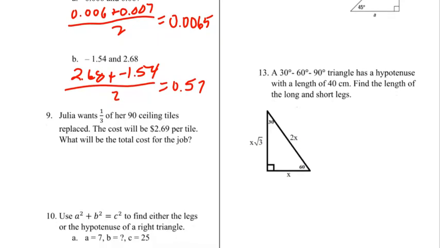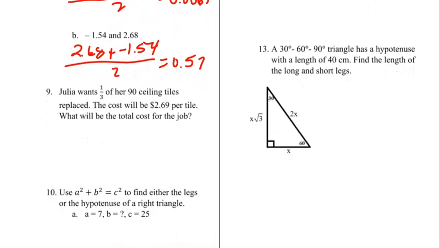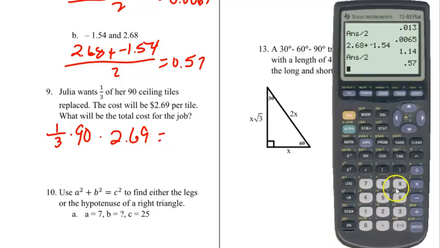Question 9, Julia wants 1/3 of her 90 ceiling tiles replaced. The cost will be $2.69 per tile. What will be the total cost for the job? So 1/3 of 90, and then we're going to multiply that by 2.69. So we'll grab our calculator again. 90 divided by 3 is 30. And then we're going to multiply that by 2.69. That gives us an answer of $80.70.